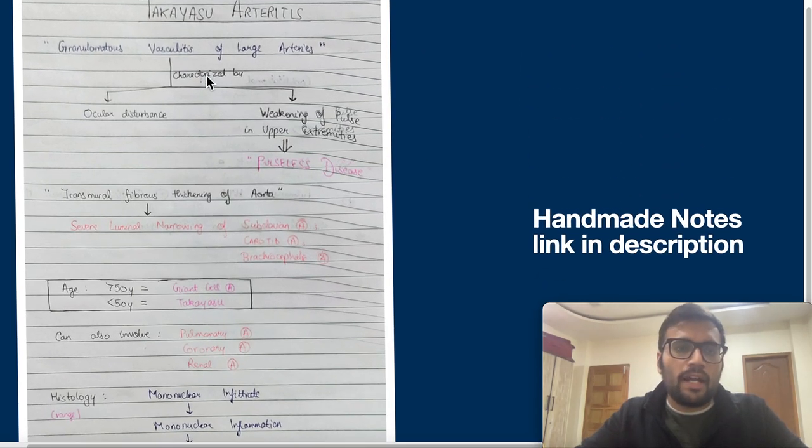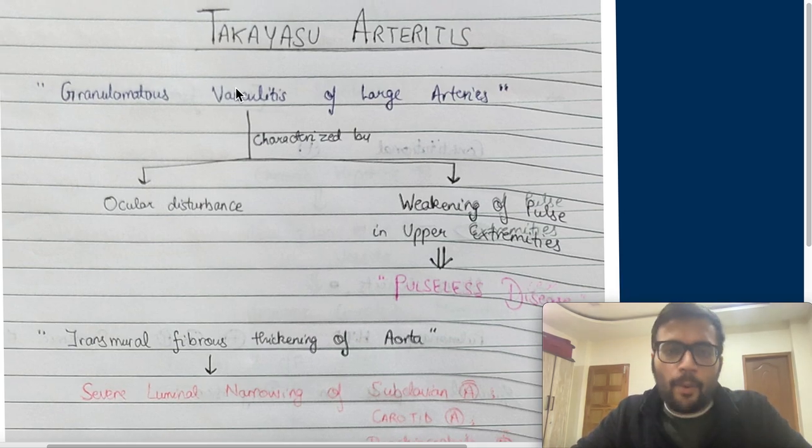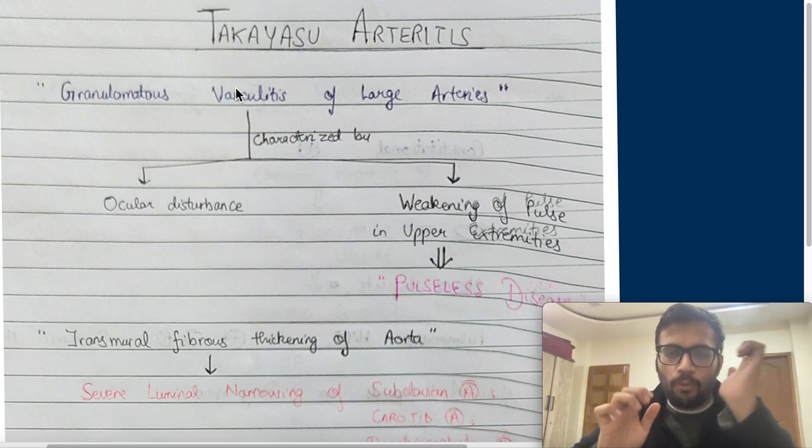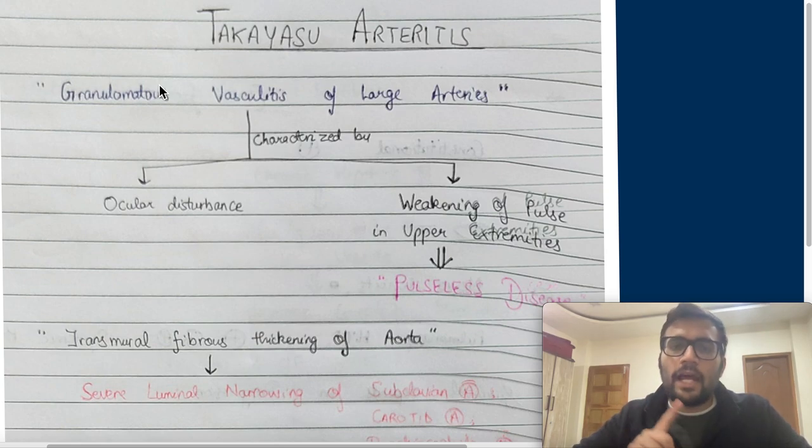Now Takayasu arteritis. So what is Takayasu arteritis? Basically, you need to know nothing new about it. You need to just remember temporal, it is ditto, it is more or less like temporal only. There are only slight points of difference which we need to know. So first point is same. I told you in temporal also it is granulomatous vasculitis, here also it is granulomatous vasculitis. So granulomatous vasculitis of large arteries, and it is characterized by ocular disturbance. There also ocular disturbances were there, here also it is there.